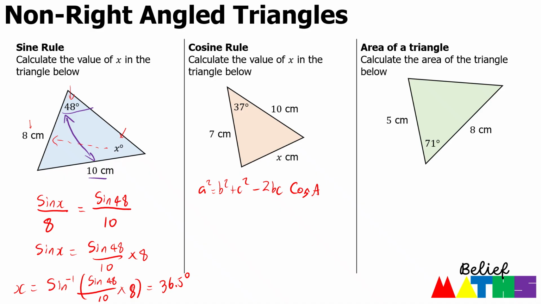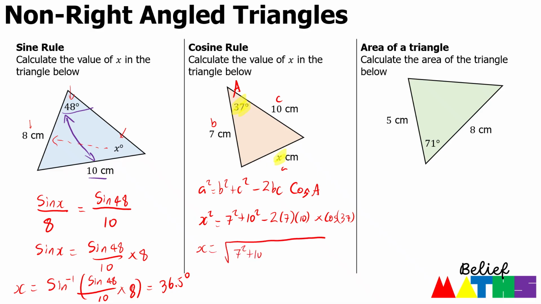Now the important thing about this formula is that a and a are the side we're trying to find and the angle opposite it, or the angle we're trying to find and the side opposite it. So this is big A and this is little a. B and c don't matter, so we'll just do 7 is b and 10 is c. Now we can sub all the values in. X squared is equal to 7 squared plus 10 squared minus 2 times 7 times 10 times the cosine of 37. Now this is a nice easy one for us because the x is already on its own. We're just going to now find the square root of this.